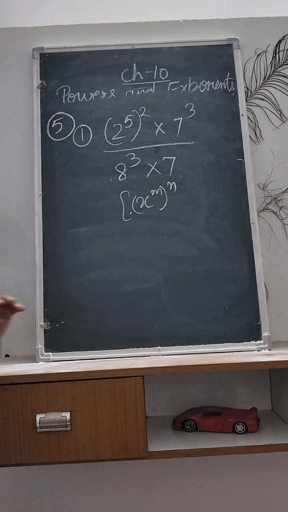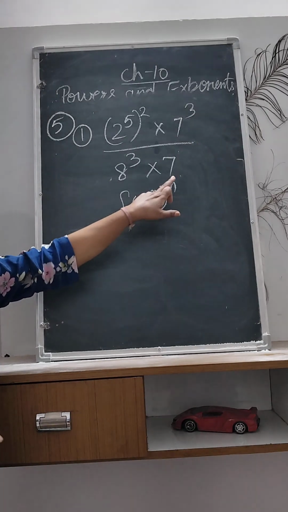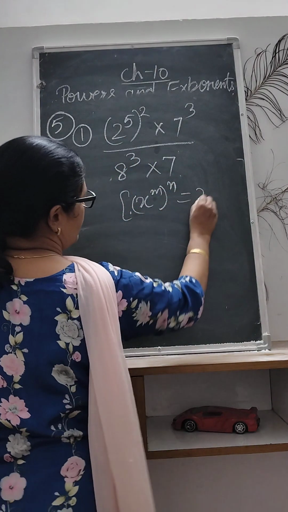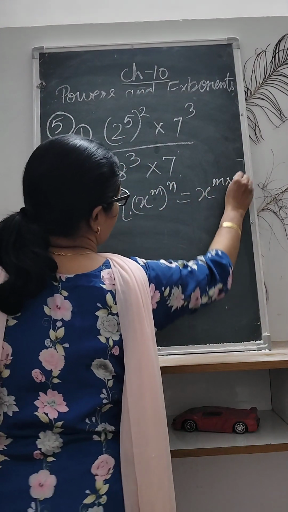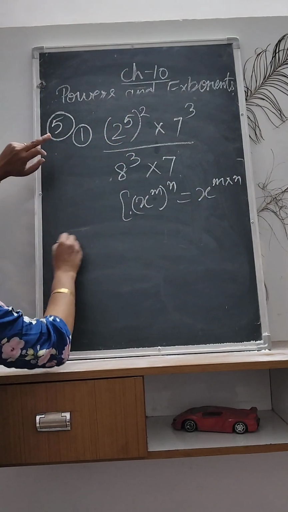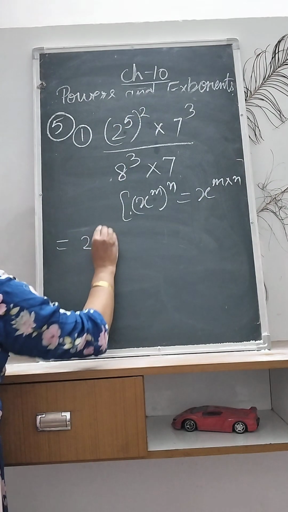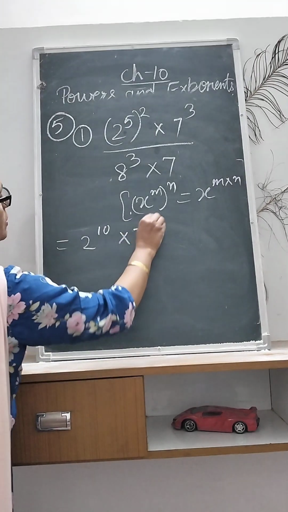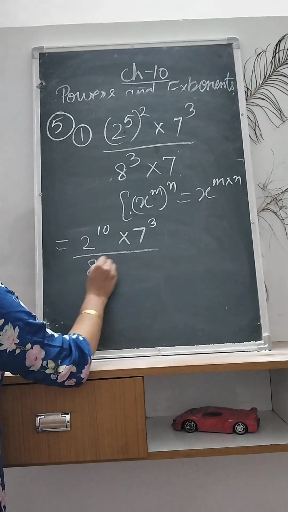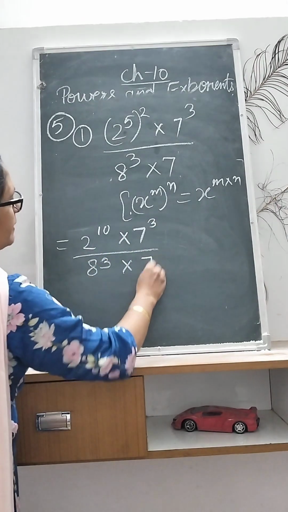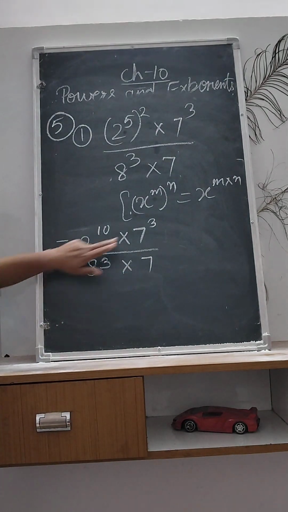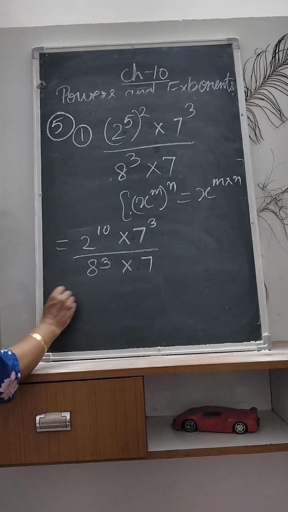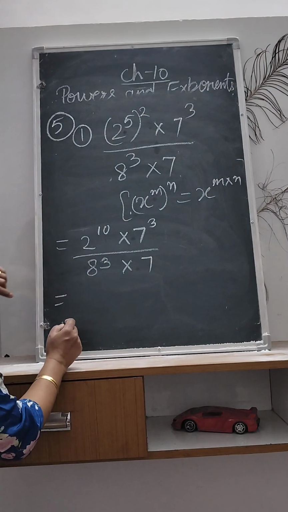Make your habit to write the law. x raised to power m whole power n is equal to x raised to power m into n. Now here we will apply it: 5 into 2 is 10. So only one time this one, 7. Now if you see 7 and 7 here, we can apply the law here and also here.